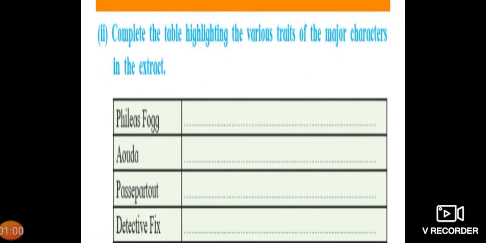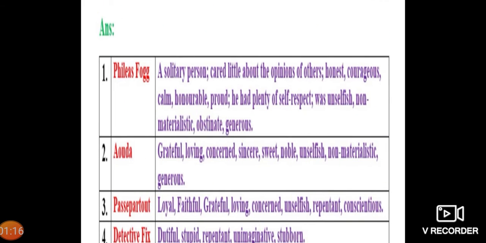Moving further to the next question. Second, complete the table highlighting the various traits of the major characters in the extract. Phyllis Fogg, Auda, Passepartout, Detective Fix. You have to write down the traits of the characters. So, Fogg: a solitary person, cared little about the opinions of others, honest, courageous, calm, honorable, proud. He had plenty of self respect, was unselfish, non materialistic, obstinate, generous. Auda: grateful, loving, concerned, sincere, sweet, noble, unselfish, non materialistic, generous. Passepartout: loyal, faithful, grateful, loving, concerned, unselfish, repentant, conscious, conscientious. Detective Fix: dutiful, stupid, repentant, unimaginative, stubborn.